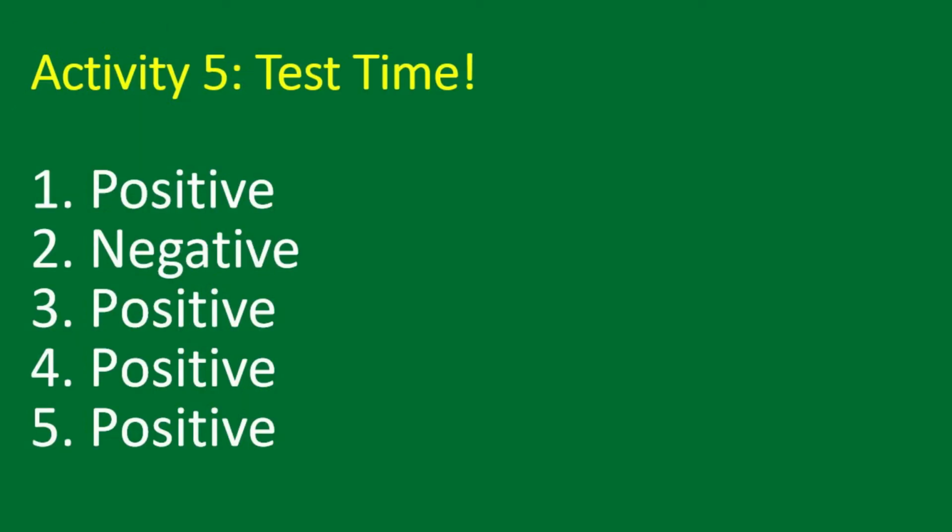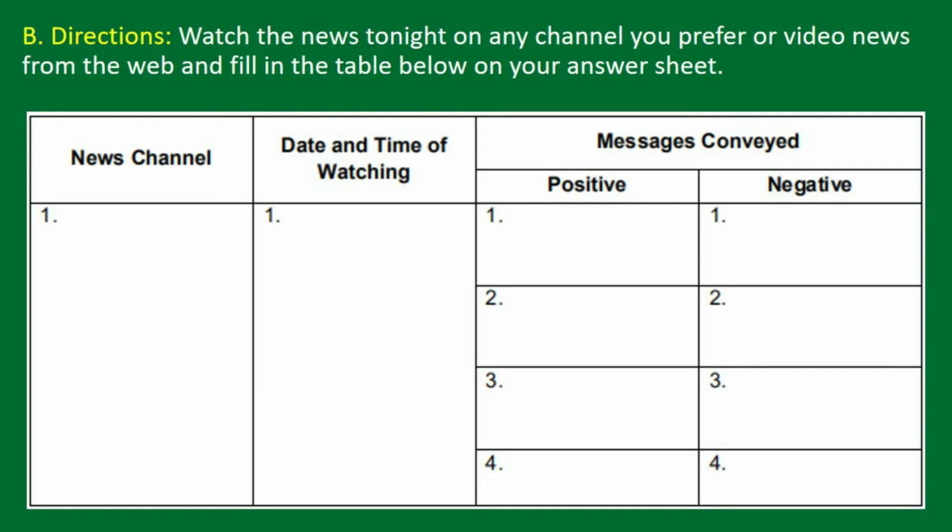And here are the correct answers for activity 5. Number 1, positive. Number 2, negative. And for numbers 3 to 5, the correct answers are positive. Are your answers correct? Well, congratulations, learners! Now let us move on to the next activity.